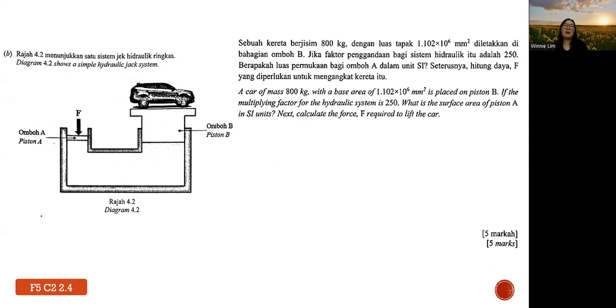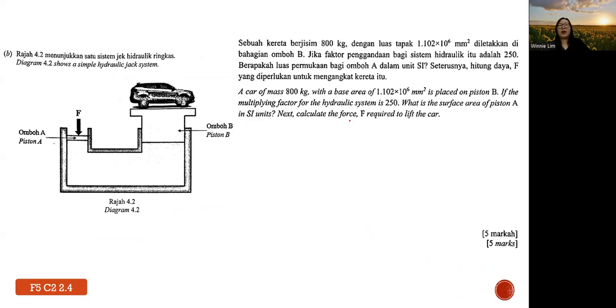Okay, B. A car of mass 800 kg with a base area of 1.102 times 10 power 6 millimeter square is placed on piston B. If the multiplying factor is 250 times, what is the surface area of piston A in SI unit? And then next, calculate the force required to lift the car. So just now the teacher mentioned the force multiplier, or the amplification factor, is A2 is to A1.